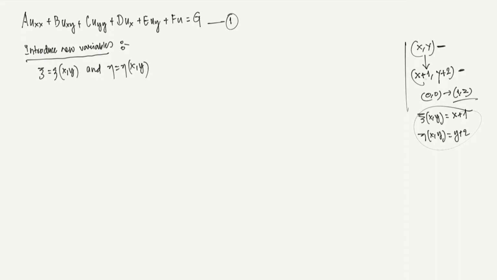Yeah, it doesn't have to be x plus 1. It can be xy. I mean, you can look at this sort of change of variable also, y square, let's say. All of this is valid. But what I'm trying to say is this: this is an example of how xi and eta may look.